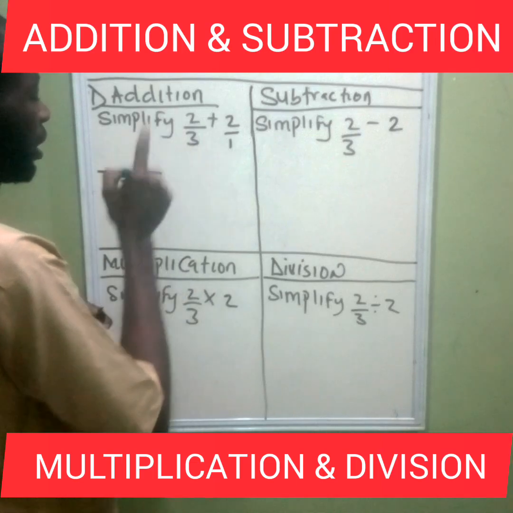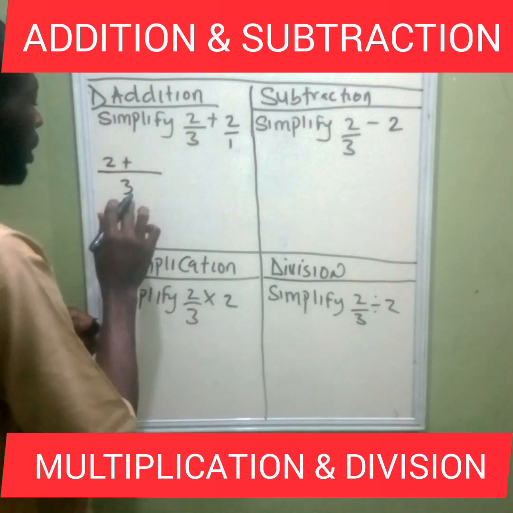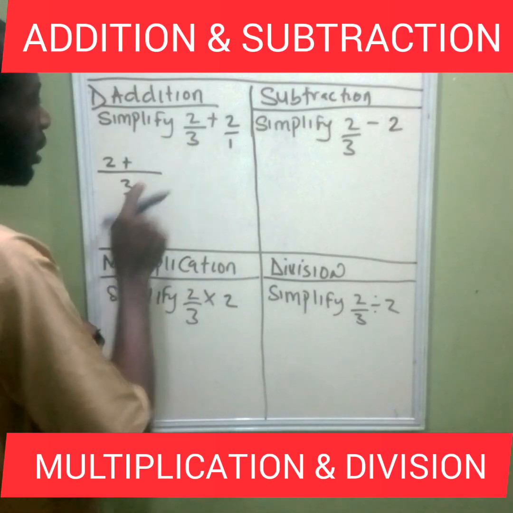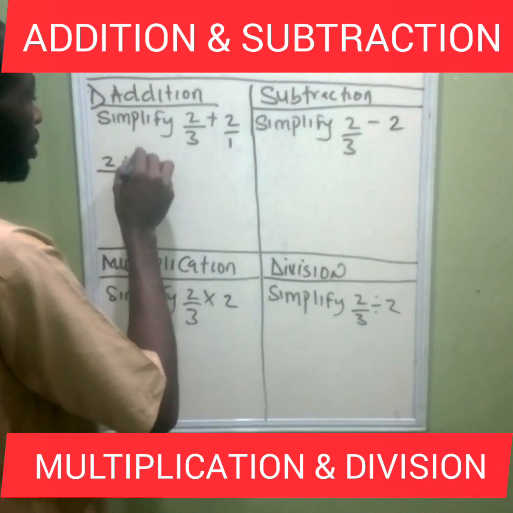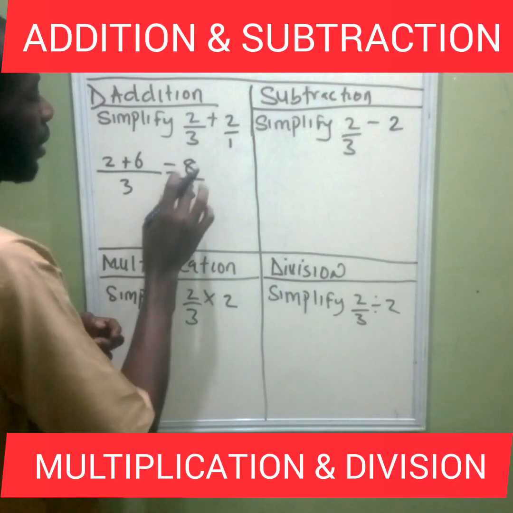3 divided by 3 is 1. 1 times 2 gives us 2. We put our plus here. 3 divided by 1 is 3. 3 times 2 gives us what? 6. So here we are going to have 8 all over what? 3. Now we can't leave it like this.